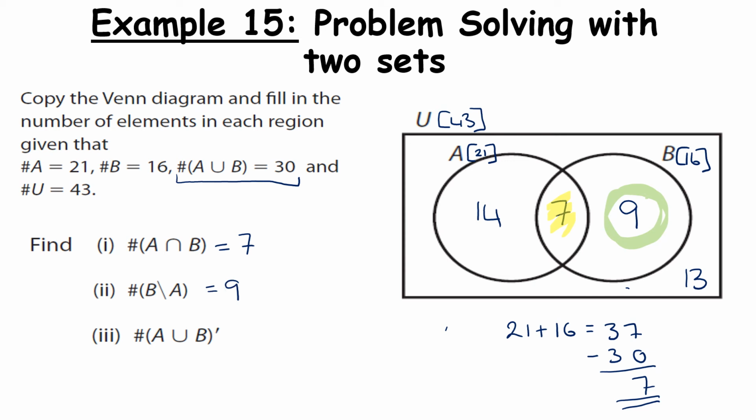And then A union B complement. So the opposite of A union B. So everything that's not A union B, which is everything outside of it, which is 13. So we're just looking at this number here.